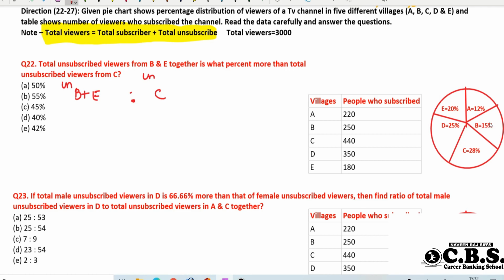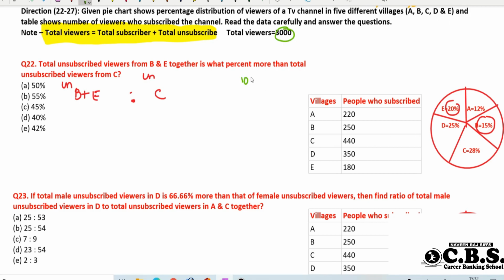So B and E. B is almost 15% and E is almost 20%. So 20 plus 15 is almost 35%. Clear? 35 percentage, it's specifically given 35 percentage. So here 100 percentage is 3000.